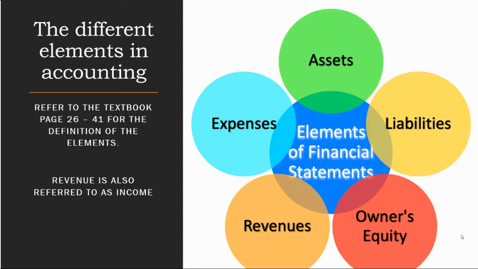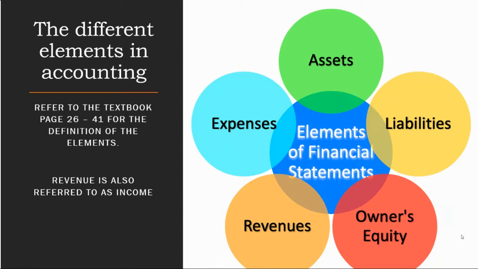Okay, so income is an increase in your assets or a decrease in your liabilities that results in an increase in your owner's equity. Whereas an expense is exactly the opposite. An expense is a decrease in your assets, or an increase in your liabilities, which results in a decrease in equity. So those are the definitions of the main categories.